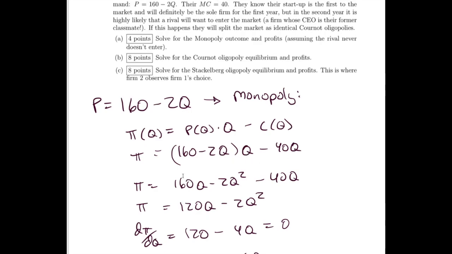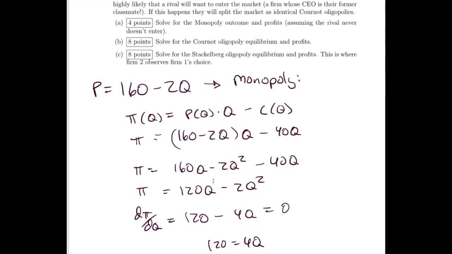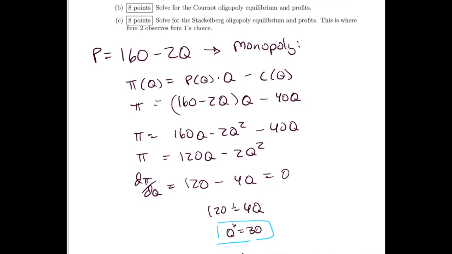And I'm going to distribute this Q to both. So 160Q minus 2Q squared and then minus 40Q. So I'm actually going to do that algebra before I take any derivatives. So collecting like terms, it's going to be 120Q minus 2Q squared. Now I'll take the derivative with respect to quantity, and that'll help us find the monopoly's optimal quantity. And so I'm setting this equal to 0 to get my first order condition for maximizing profit, and solving, sure enough, that quantity is going to be 30.